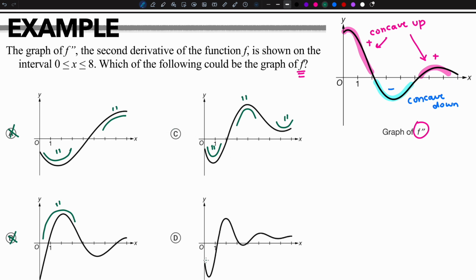D, I think, has too many. Concave up, concave down, concave up, but then it goes back concave down and then back concave up. There's too many of those. So therefore your answer will be C.